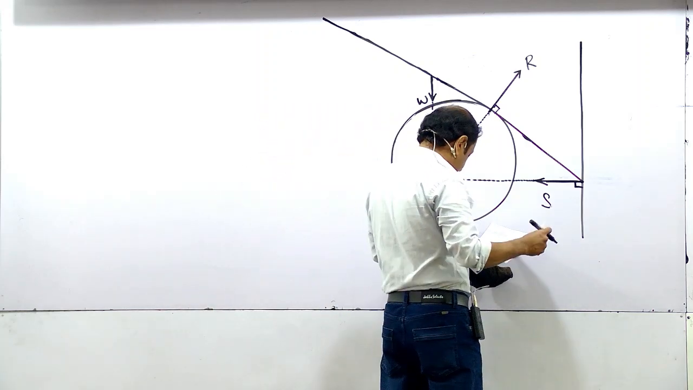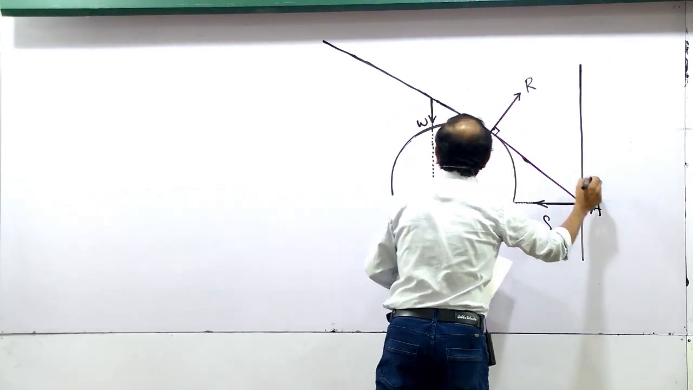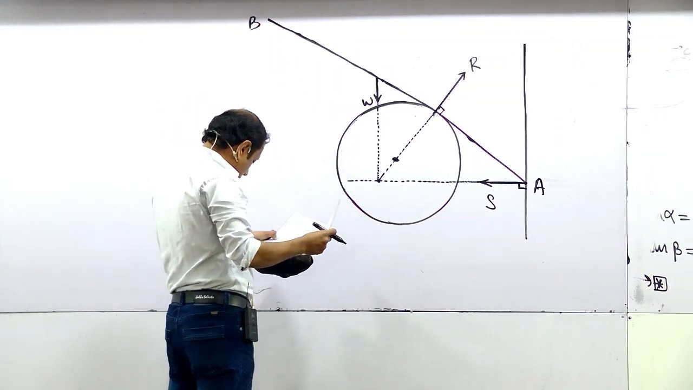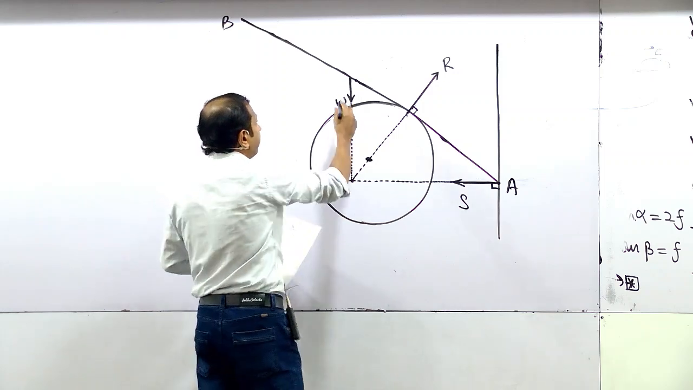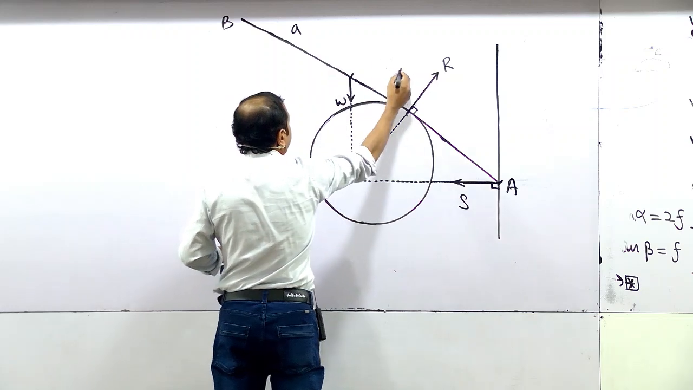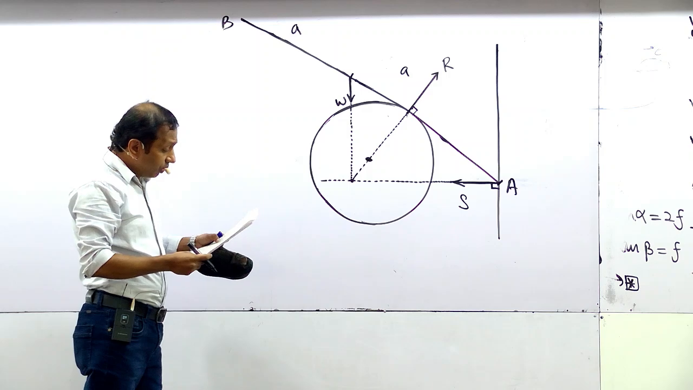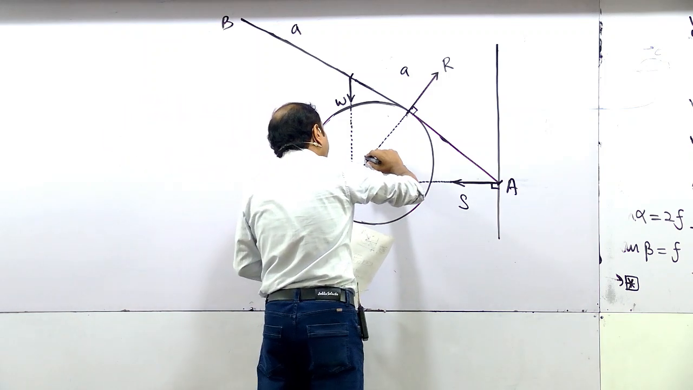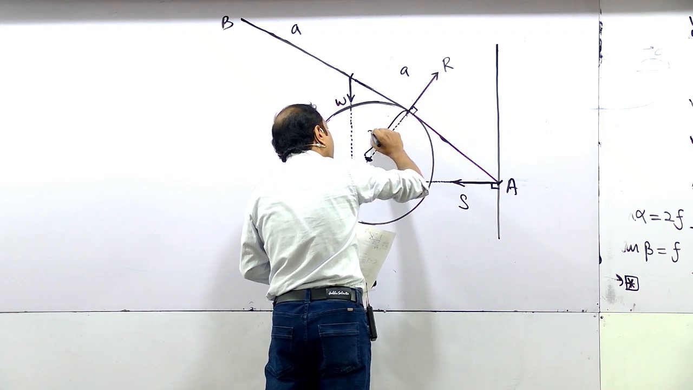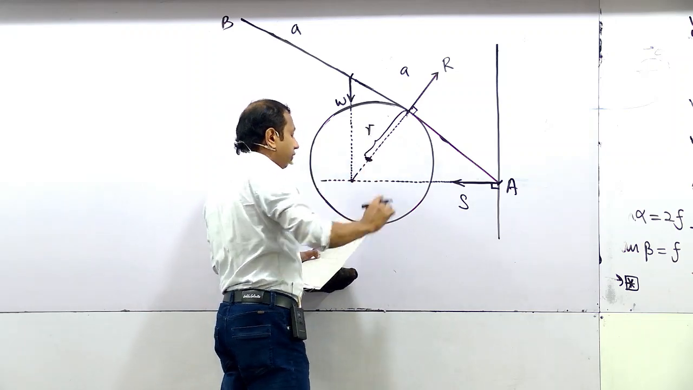Here, AB rod, no? Here A, this end is B. The length is given as 2a, no? From here to here, a and a. 2a, no? Right. Our next one, given radius is r. This is r.